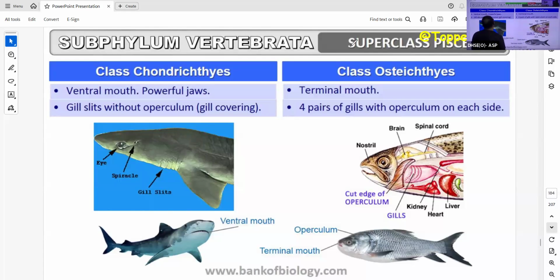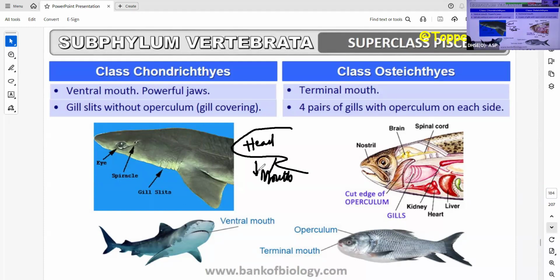Now class Chondrichthyes and Osteichthyes. Look at Chondrichthyes first. As I said, for instance we consider a shark. If you look at a shark, as you can see, this basically is a shark. Now this head and the nose region are protruding in the anterior section. Suppose this is its head. Now this is the head region, this is the mouth region. As you can clearly see, the mouth is ventral.